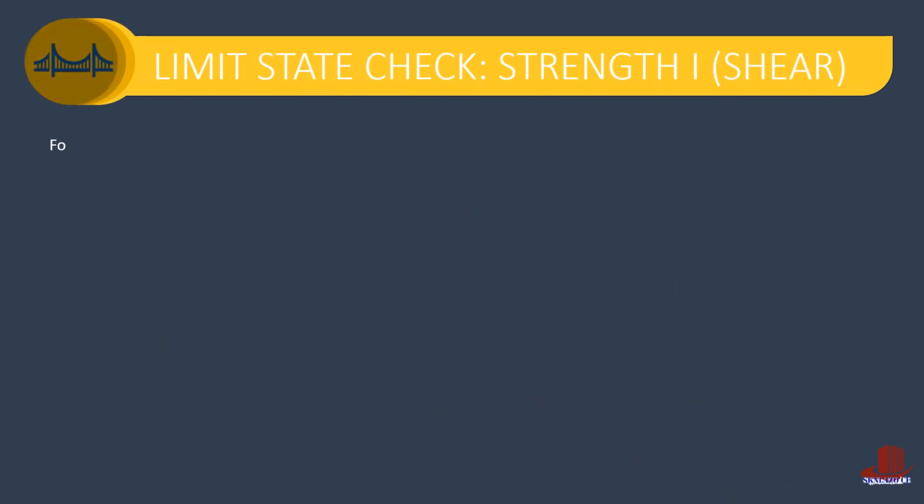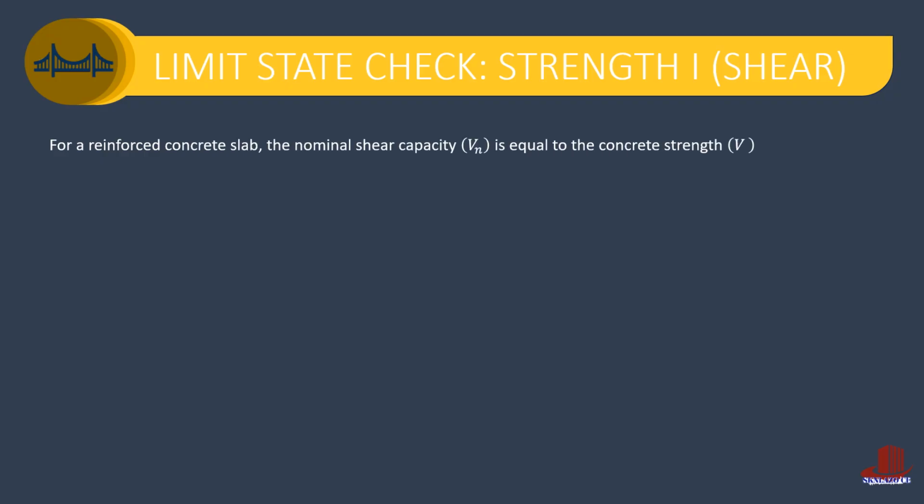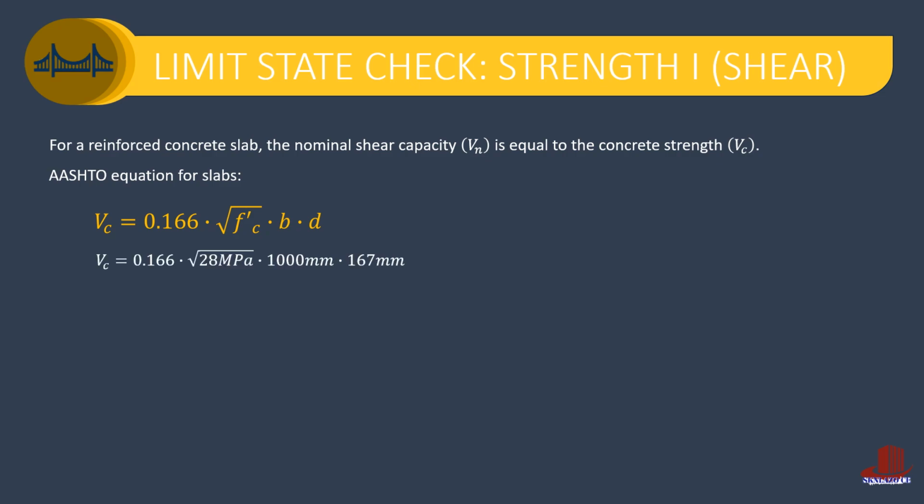The last check is for shear. According to AASHTO, the nominal shear capacity is equal to the concrete strength, where 0.166 of the root of f'c multiplied by the width and the depth is provided. We already know f'c as 28 megapascal, b is 1000 mm, and d is 167. This is simplified as 146.7 kilonewtons. This is the strength of the design geometry.